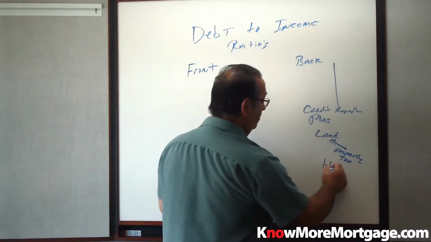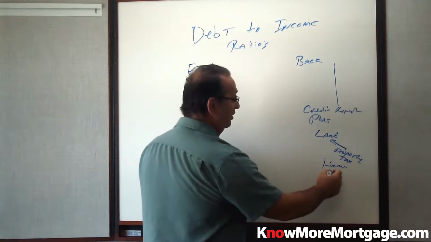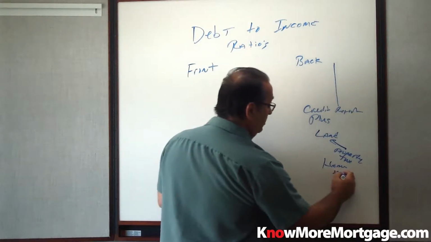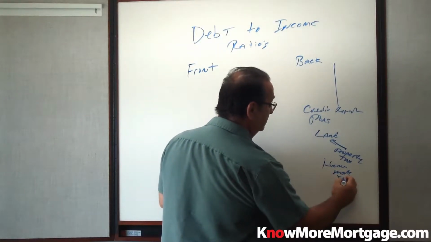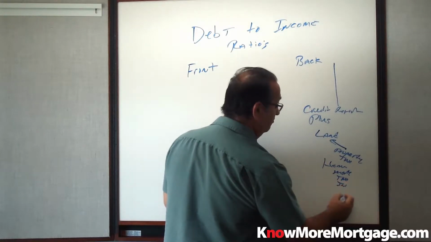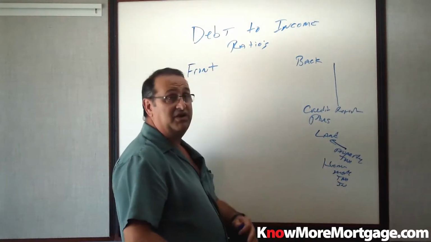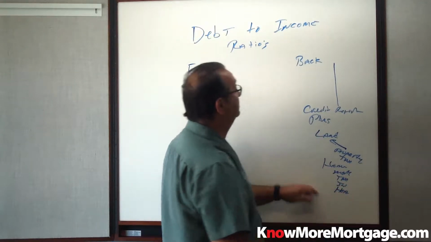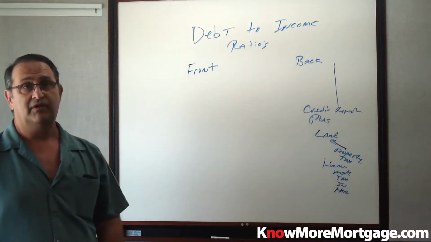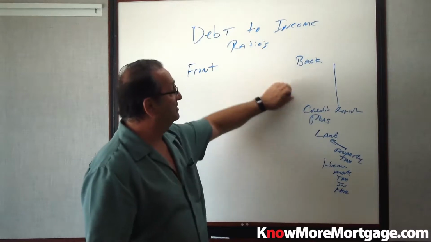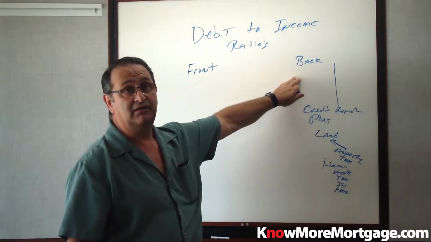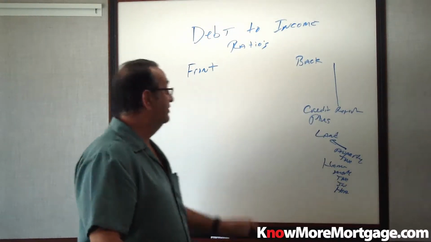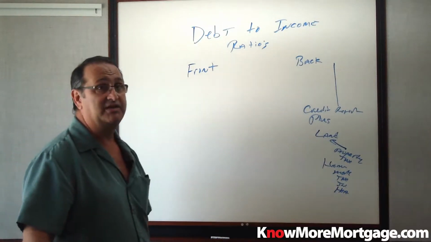If you have another home with a mortgage on it, the mortgage, taxes, and insurance on that home count. And if that home is in a homeowners association, that HOA fee counts in the back end. These are all the things that count in your back end debt to income ratio. Now, let's go to the front, because we're going to use some of that same stuff.